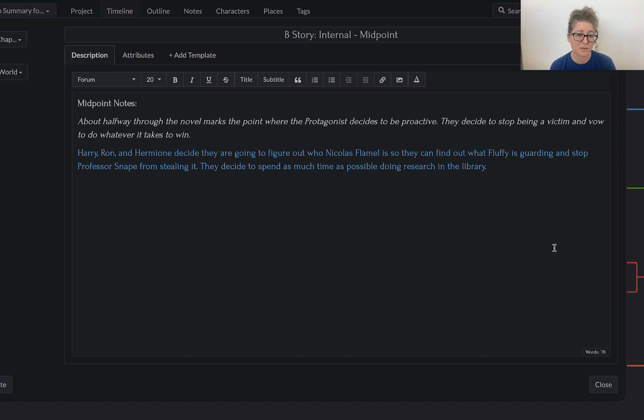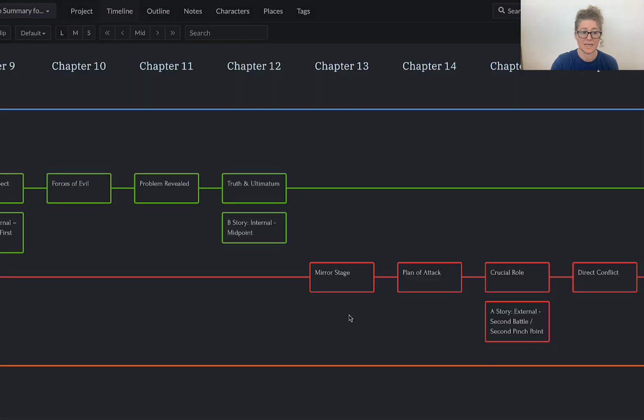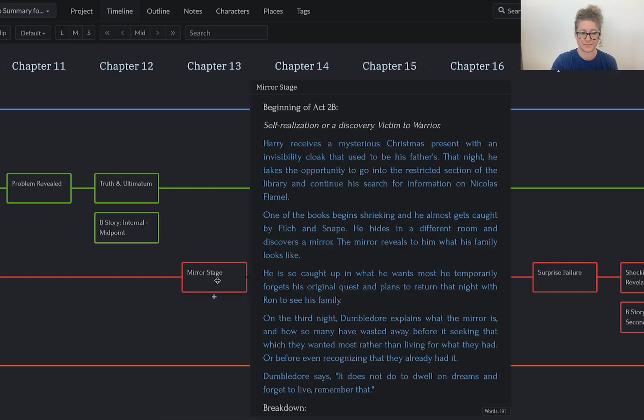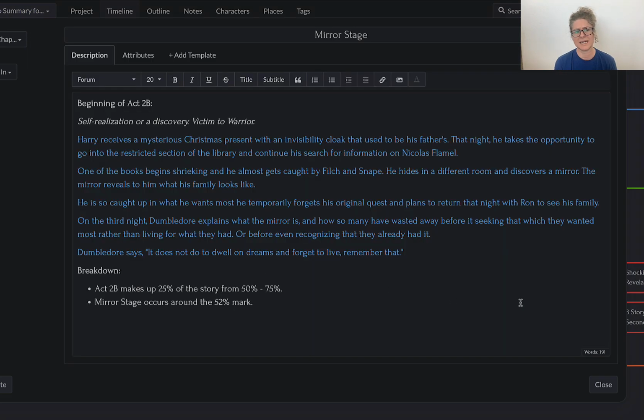So Harry, Ron, and Hermione decide they're going to figure out who Nicholas Flamel is so they can find out what Fluffy is guarding and stop Professor Snape from stealing it. They decide to spend as much time as possible doing research in the library. And now we're in Act 2B, Bad Guys Close In. Self-realization or a discovery, victim to warrior. This is the mirror stage.